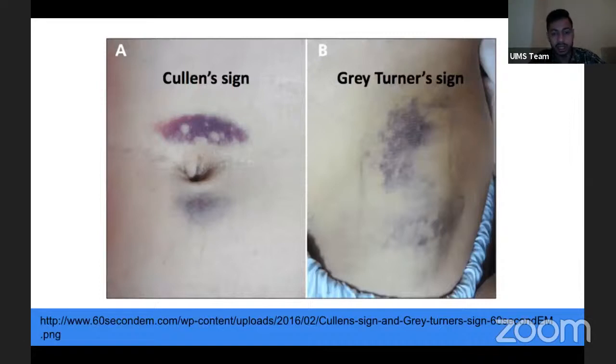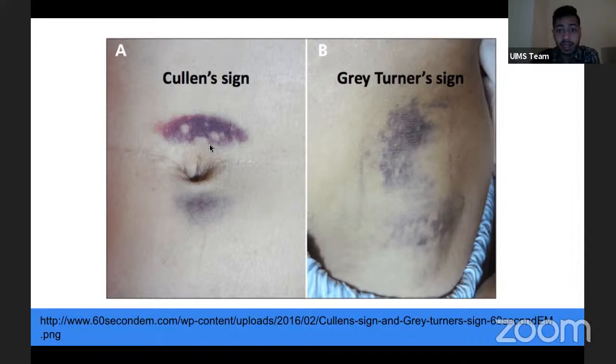And here are the signs which are pathognomonic for pancreatitis. On the left side, you can see Cullen's sign. Cullen's sign is bruising of the tissue surrounding the umbilicus, which is associated with hemorrhagic pancreatitis. This is not an acute sign. This is late, but if you see this, it's highly indicative of pancreatitis.